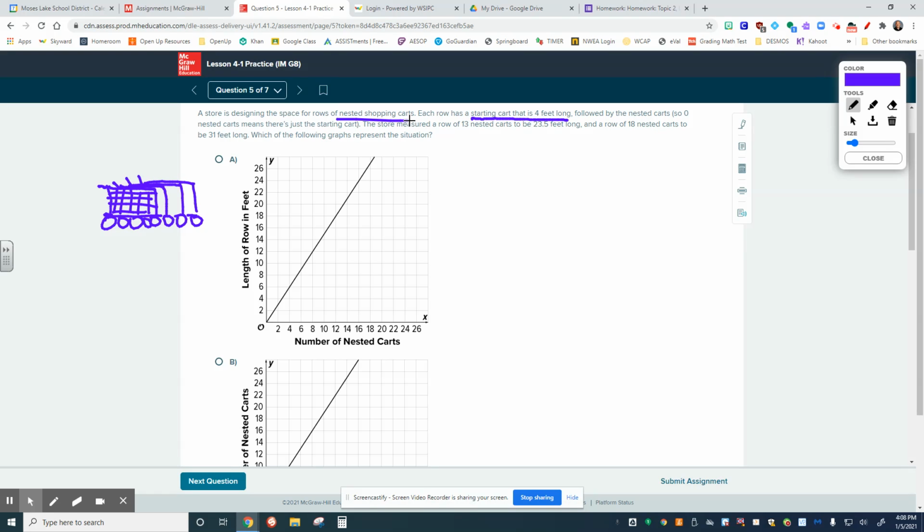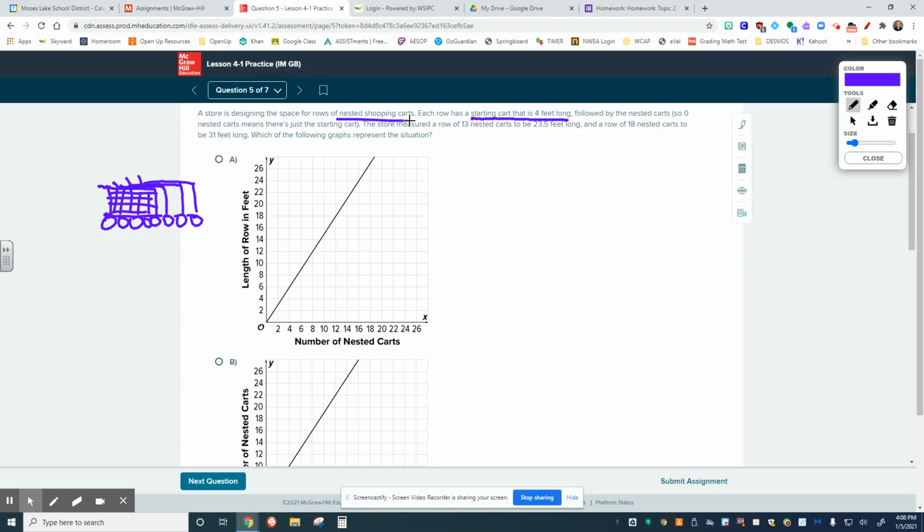So that first cart is 4 feet long, followed by the nested cart. So 0 nested carts means that there's just one single cart. The store measures a row of 13 nested carts to be 23.5 feet long, and a row of 18 nested carts to be 31 feet long. So which of the following graphs represents the situation?